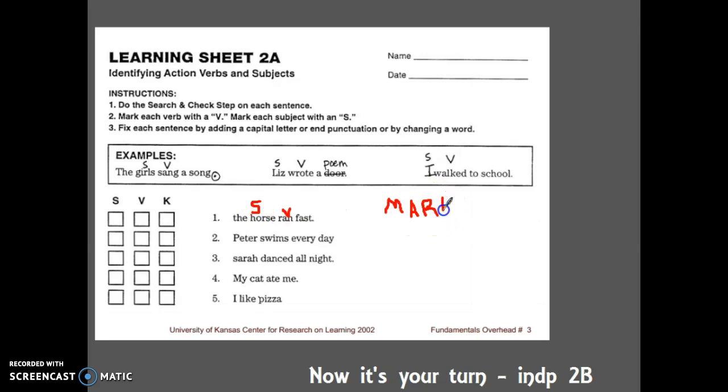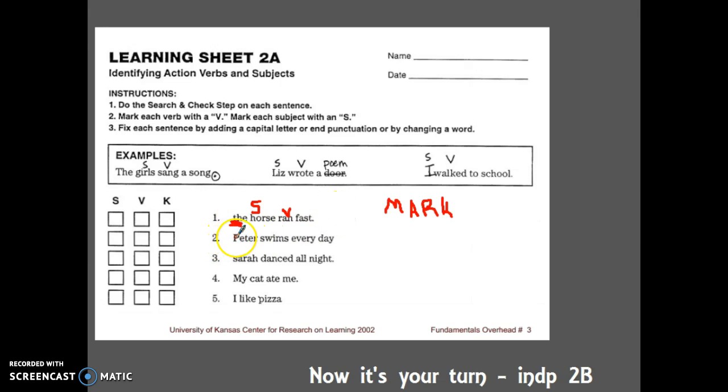I'll mark it with an S. The last step is key in, K. Beginning. Does it have a capital letter? No, so I need to put in 3 lines. End. Has a period. Does it make sense? The horse ran fast. A horse can run. Makes sense. Looks good. I'm done with that sentence.